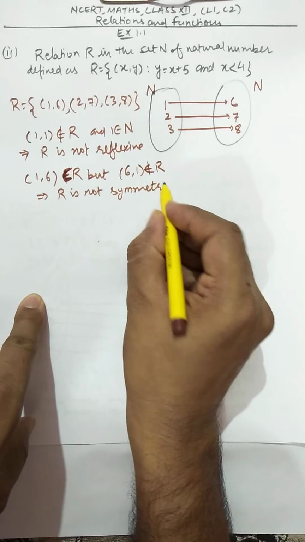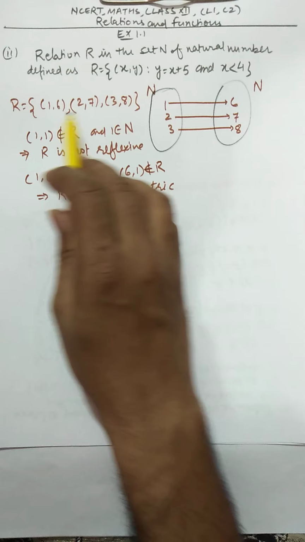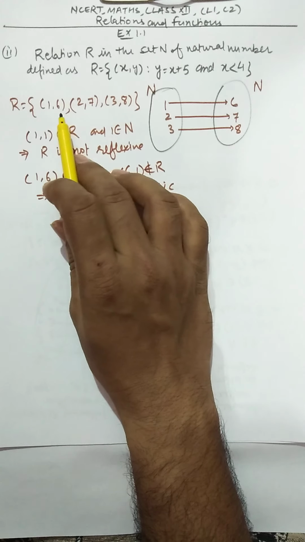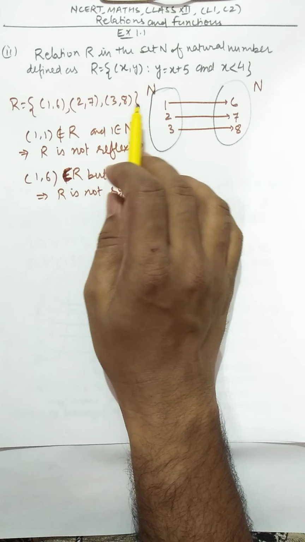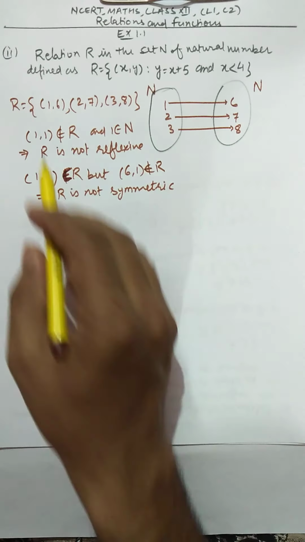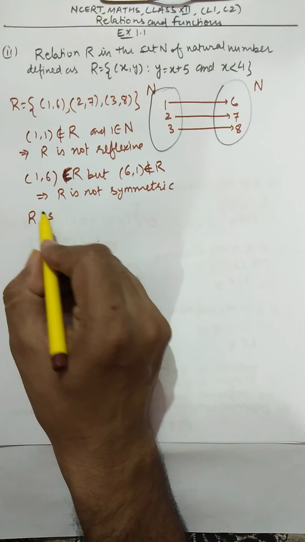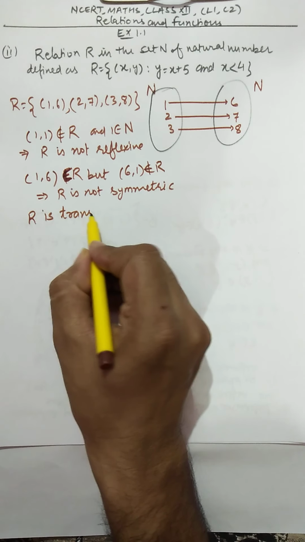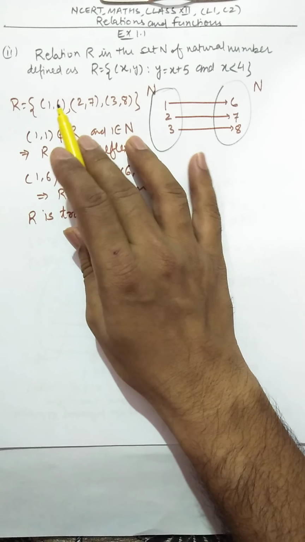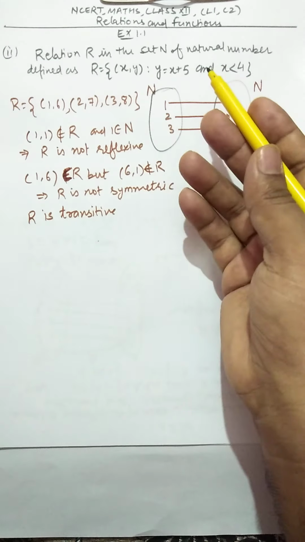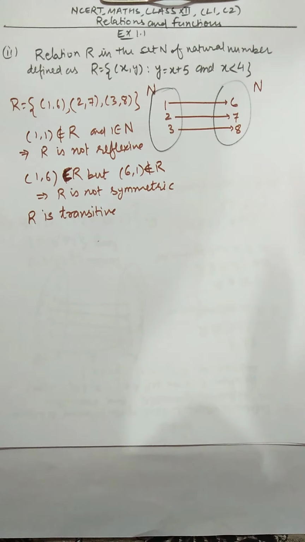symmetric. Now about the transitiveness, you see (1, 6) is there, but (6, something) is not here. If I take (2, 7), but (7, something) is not there. If I take (3, 8), then (8, something) is not there. So in that case you can say R is transitive, because you don't have the condition that (1, 6) belongs to R but (6, something) is not there. So simply we'll say R is transitive.